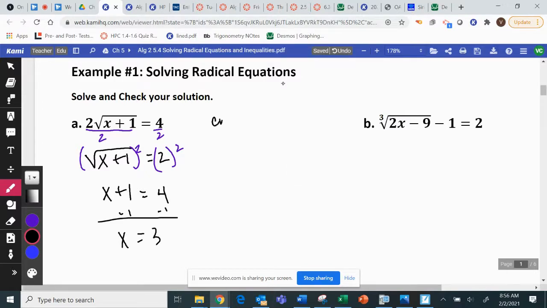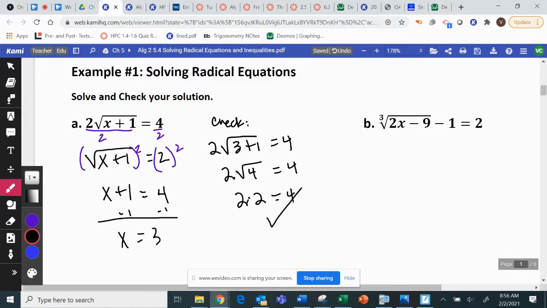Let's check our answer and make sure that's okay. 2 square root of 3 plus 1 has to equal 4. 2 square root of 4 equals 4. 2 times 2 equals 4. That checks.